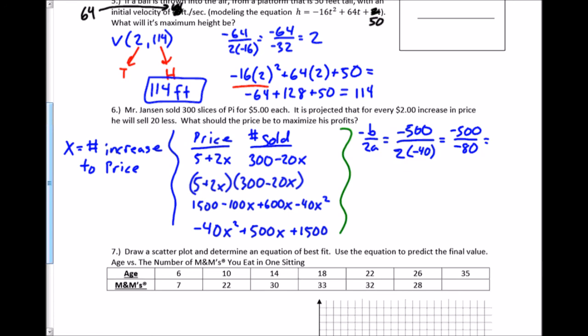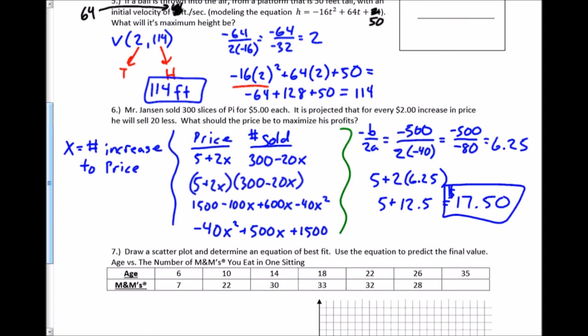I'm going to plug it into my calculator. So it gives me about 6.25. So what it's telling me is that I should raise the price 6.25 times. If I'm just looking for the price here, well, the price was this, 5 plus 2 times x, which is 6.25. So I plug it in, that's 5 plus 12.5. In other words, I should be selling these for $17.50. And that's it. That's all it asks for. I don't need to plug the vertex back in to get the profit. It just asks me how much should I sell them for, and the answer is $17.50. Okay?